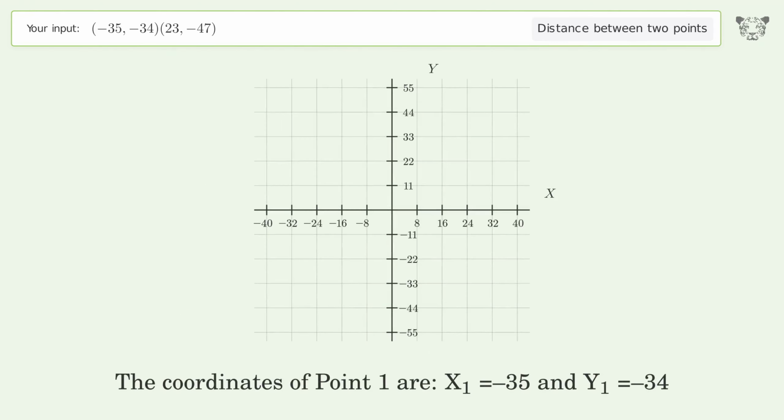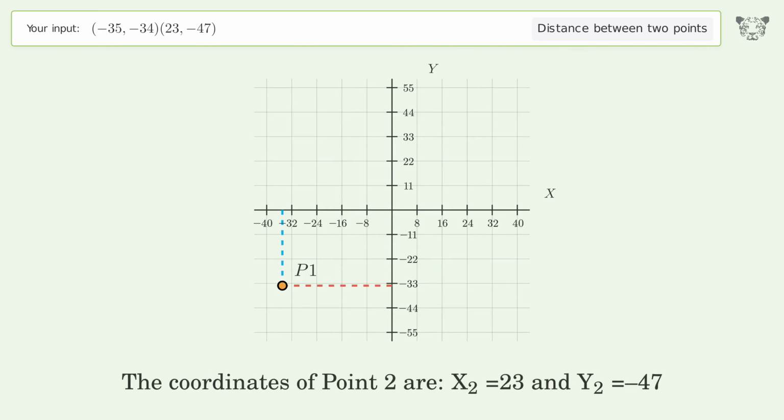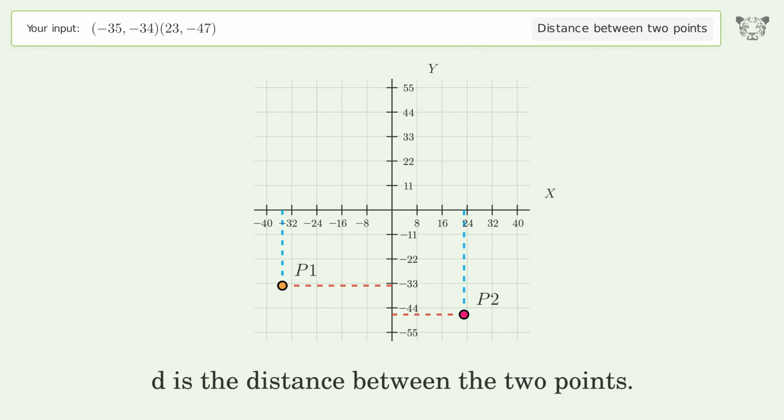The coordinates of point 1 are, x1 equals -35 and y1 equals -34. The coordinates of point 2 are, x2 equals 23 and y2 equals -47. D is the distance between the 2 points.